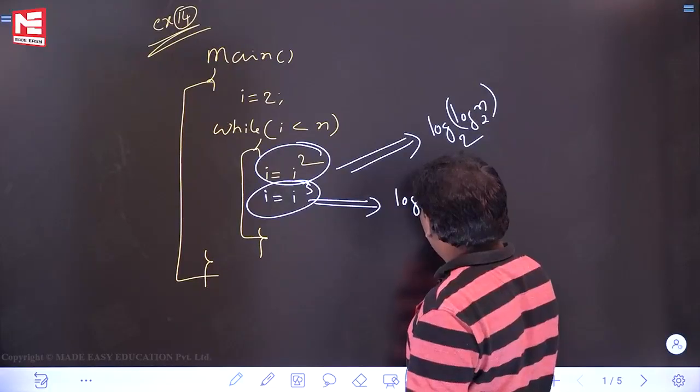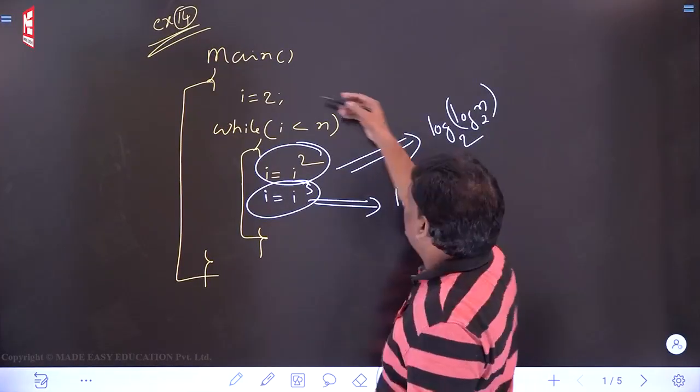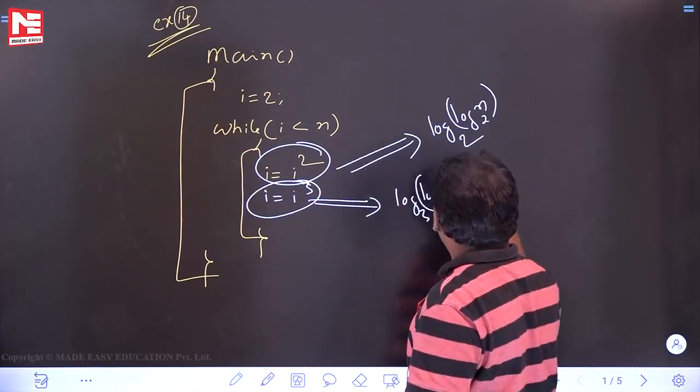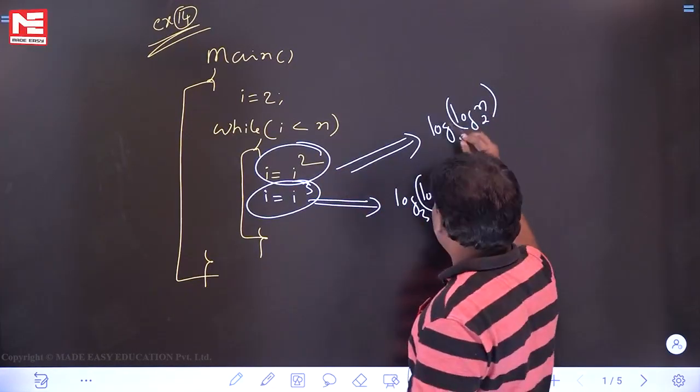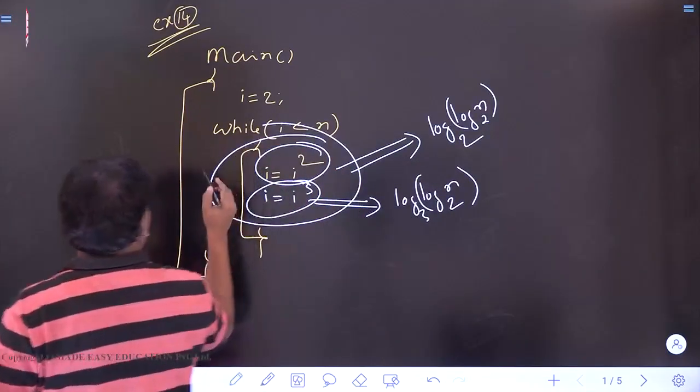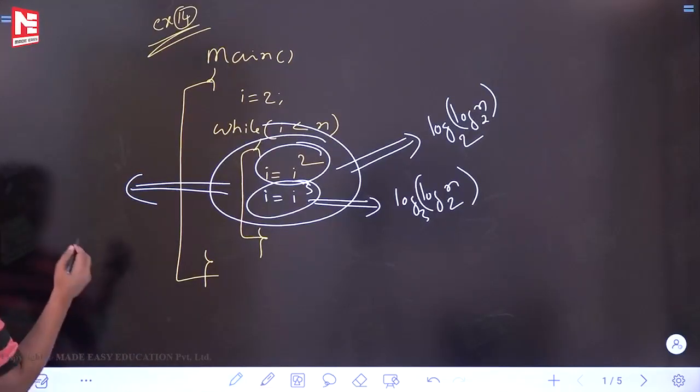Log of log n base 2. Right? First one is the inner side. This one is going to be outer. Only first one, this is the answer. Only second one, this is the answer. Some people are asking, combinedly what is the answer? See the combined answer. Interesting one, combined answer.